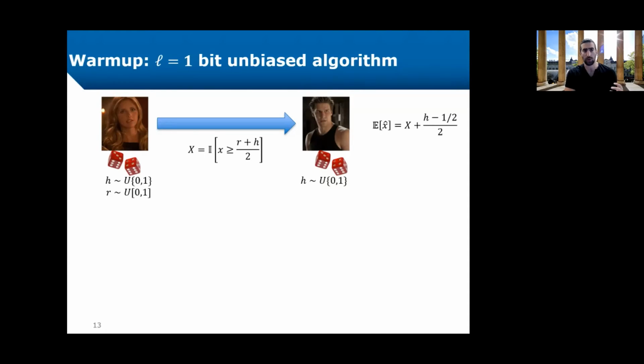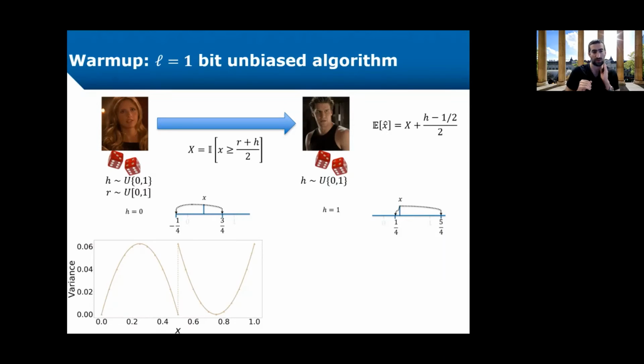So this looks like a weird algorithm. When H equals 0, we will round X to either -1/4 or 3/4. When H equals 1, we will round X to either 1/4 or 5/4. So why is this better than just rounding it to 0, 1? Well, let's see what happens when H equals 0.